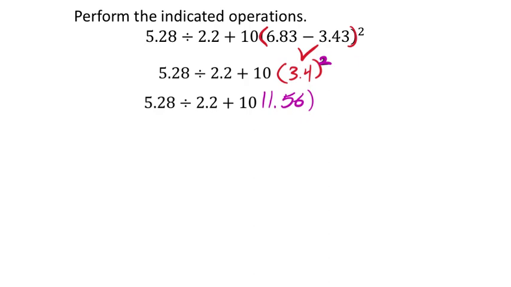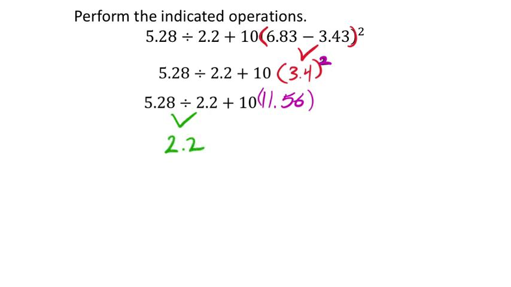We get 3.4 to the power of 2, and we got 11.56 or 11 and 56/100ths, if you like it that way. And now we are on, because there's no more exponents, multiplication or division from left to right. Now again, on this one, as it turns out, if you did 10 times 11.56 first, you'd actually be okay because they're separated by the addition sign. But just to make sure that we remember that we should do this from left to right, I'm going to do the 5.28 divided by 2.2. Enter.